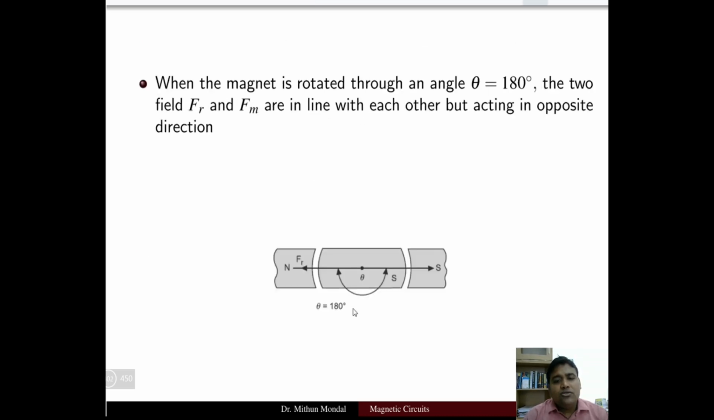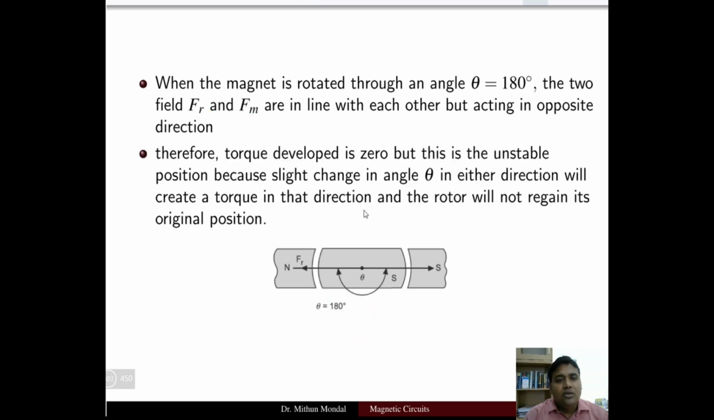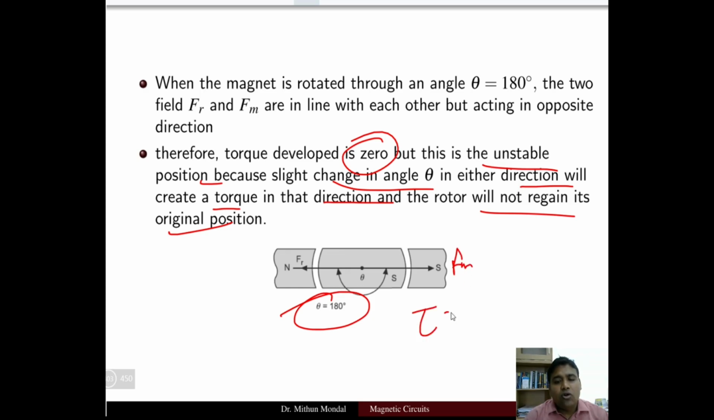Now, in case of 180 degree, again we see that the two fields Fr and Fm are in line with each other but acting in the opposite direction. So Fr is in this direction and Fm is in this direction. So it is in opposite direction. Therefore the torque developed will be zero, which we have seen in the previous case too, and it is the unstable position because a slight change in angle theta in either direction will create a torque in that direction, and the rotor will not regain its original position. So at theta 180 degree, your Fr and Fm will be in opposite direction and torque will be zero in this case.